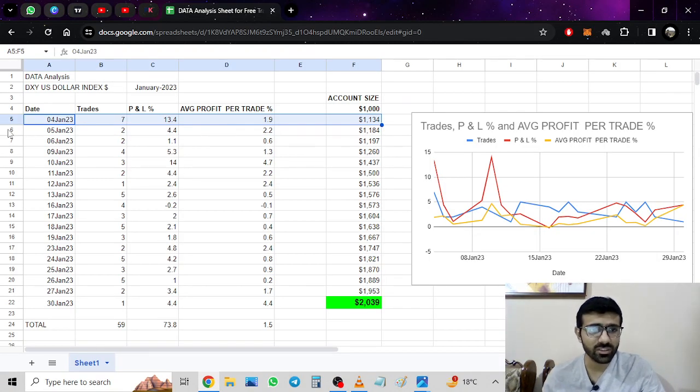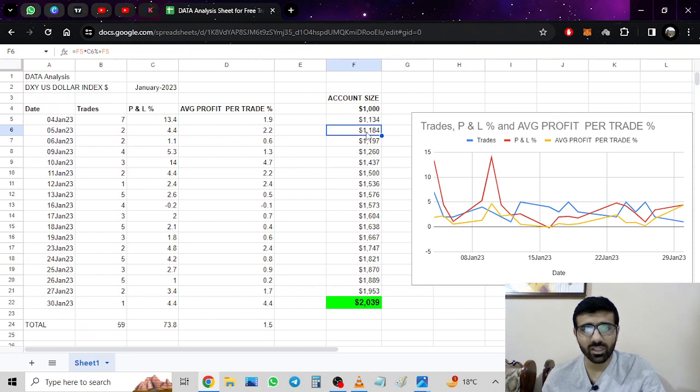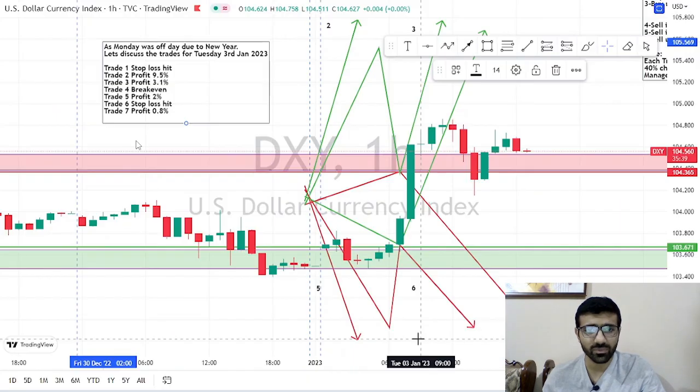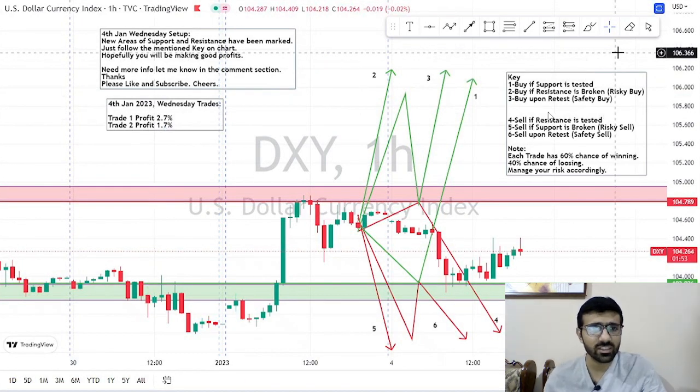Okay, so same thing happened on 5th of January. We took 2 trades, total profit of 4.4% with an average of 2.2, and our account size went to $1,184. Okay, so let me show you the screen from the 5th of January. Yes, this is the 5th of January.